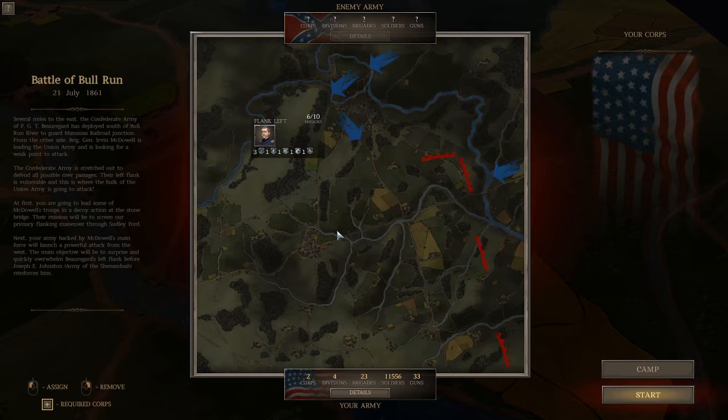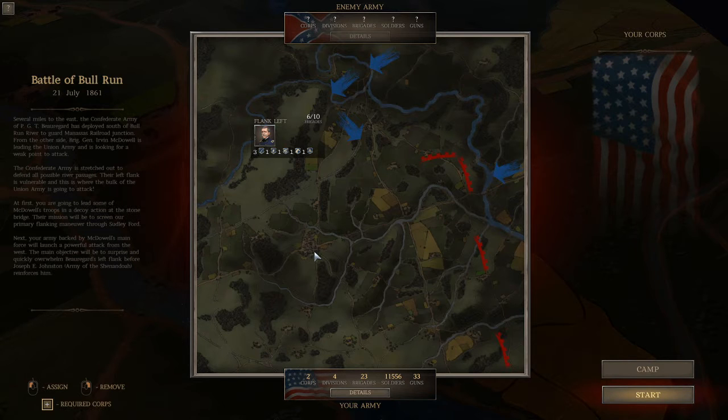Bull Run is the northern name. For the people who are from the south, you probably know this better as the Battle of Manassas. And for the people who are not American and wondering, why the heck does a Civil War battle have two names?